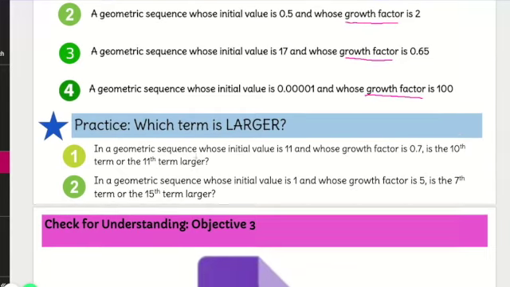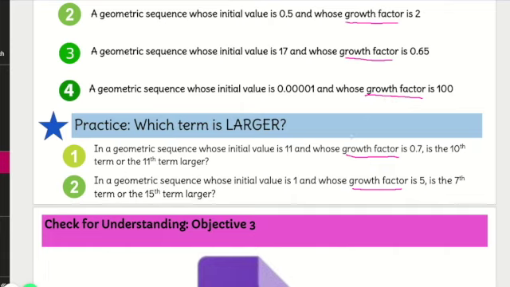The bottom two, you're saying which term is larger. So remember again, we don't need to know the sequence to figure that out. We just need to look at the growth factor to let us know whether the first term is larger than the second term.